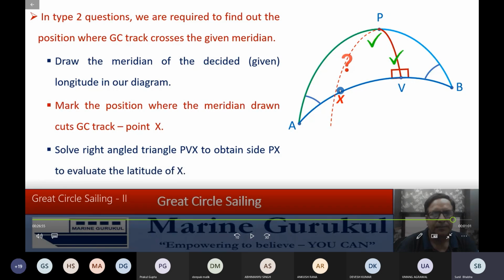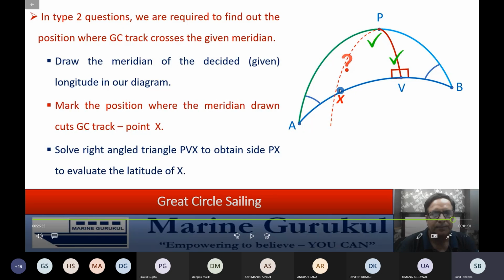So beta, with this we complete this type 2 problem also, where a longitude is given to us and we need to know what is the position at which the great circle track crosses that particular longitude or meridian. So this is the type 2 problem.